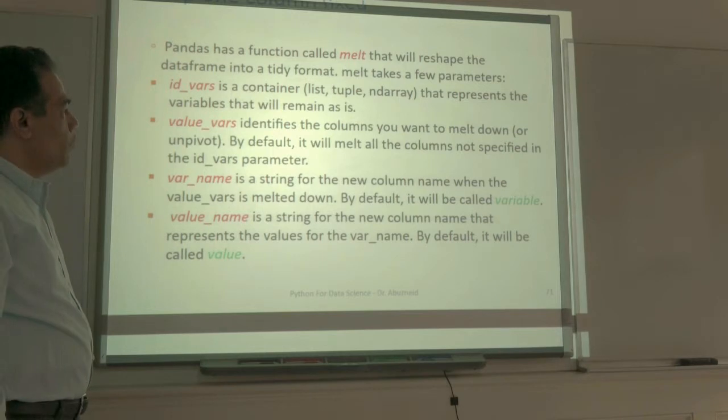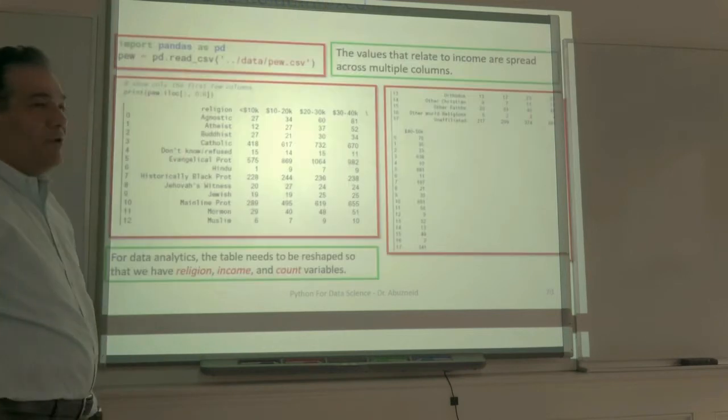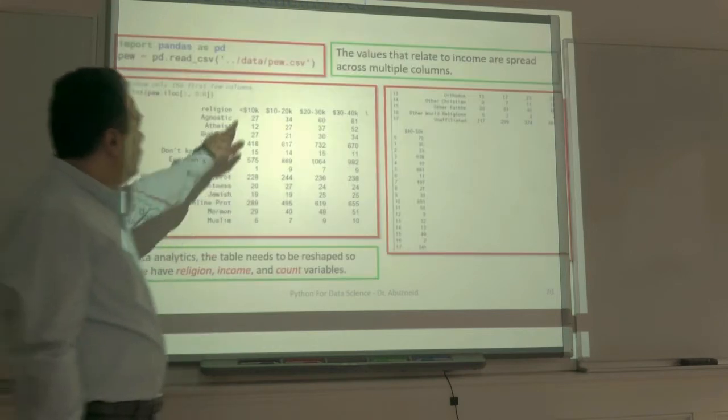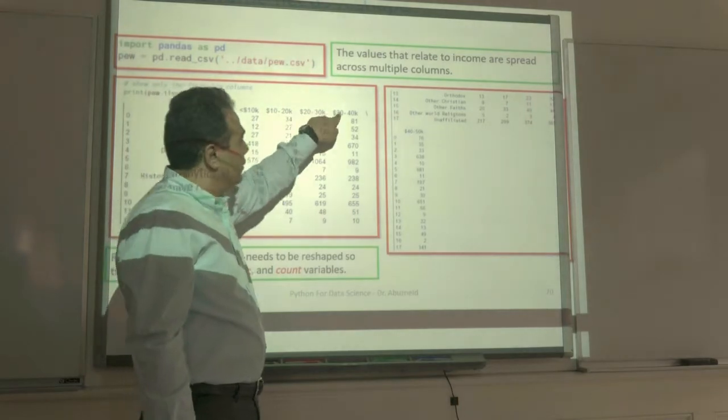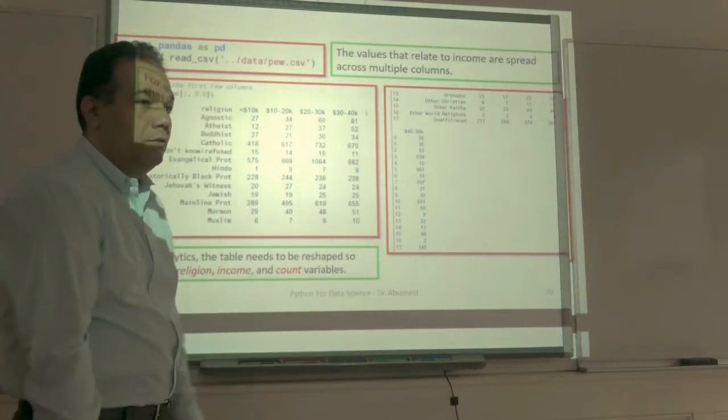Okay. value_vars identifies the columns you want to melt down or unpivot. By default, it will melt all the columns not specified in the id_vars. So which ones do we need to unpivot, to melt? This and this and this and this and this. Five. We need to melt them. Melt. All right.